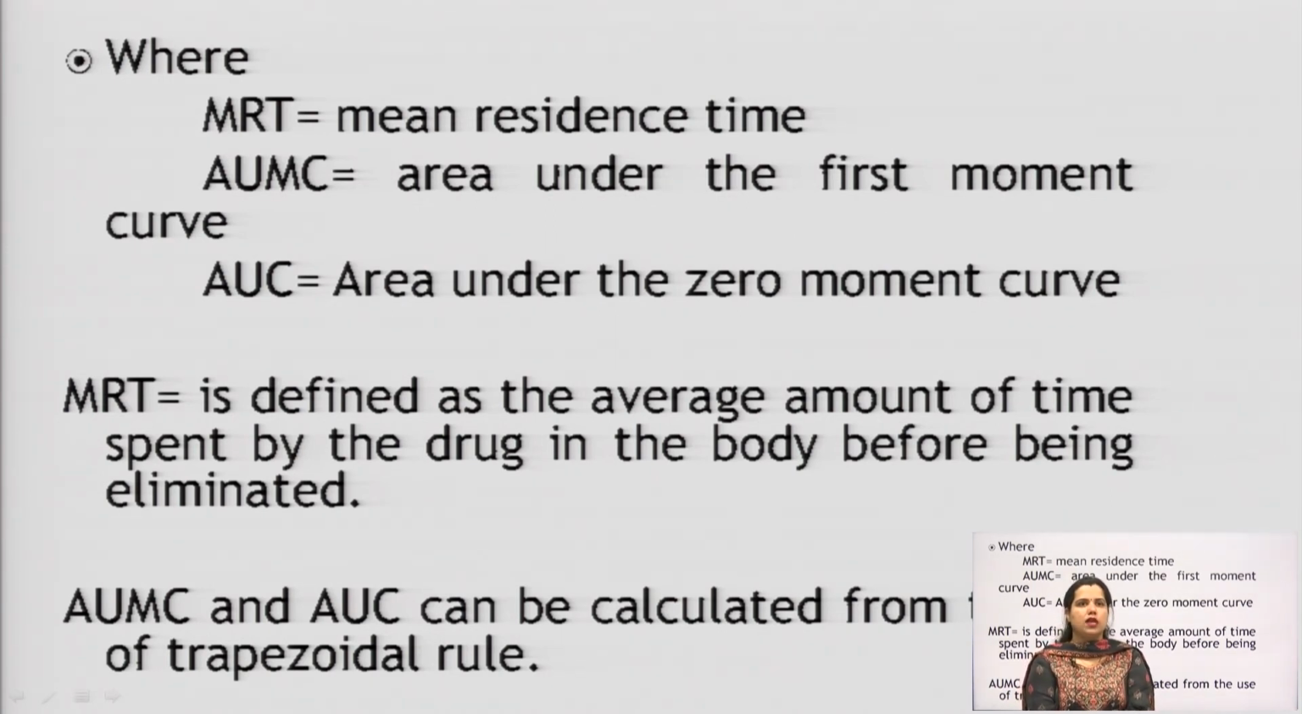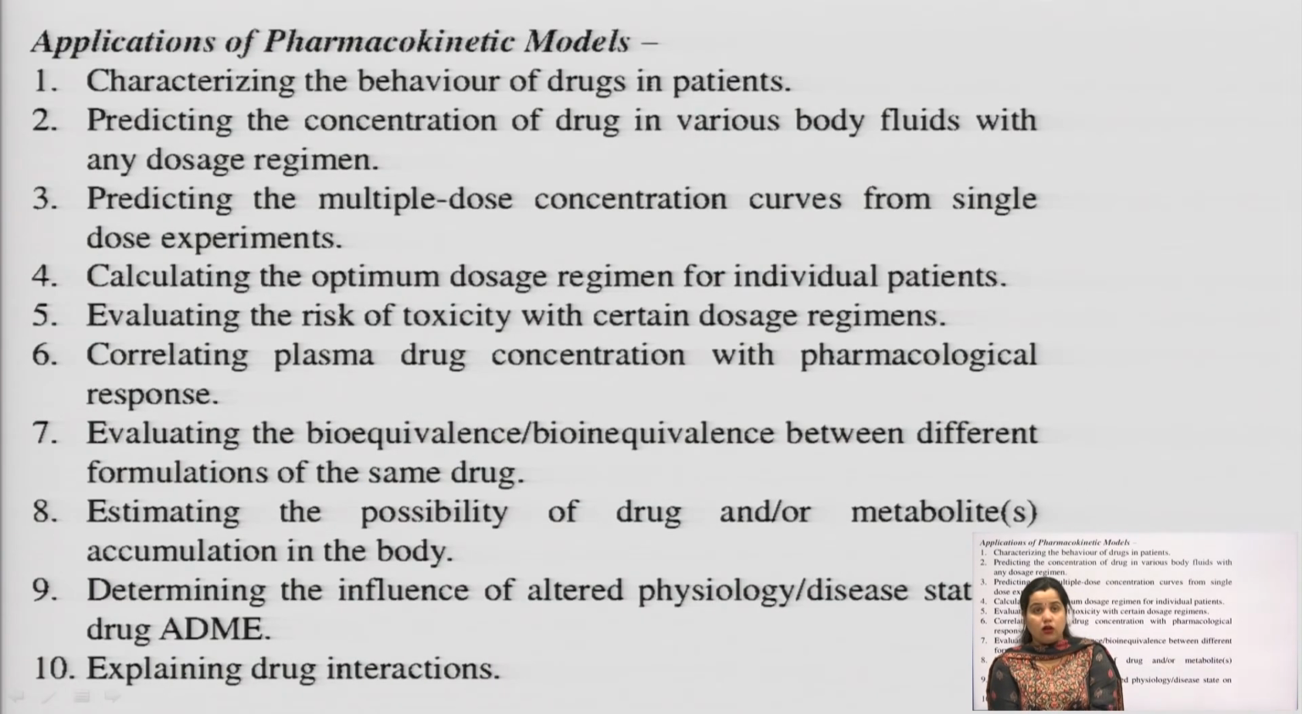So, AUMC and AUC can be calculated using the trapezoidal rule. The trapezoidal rule will be in the next slides. Now, the applications of pharmacokinetic models: how these models are helpful.